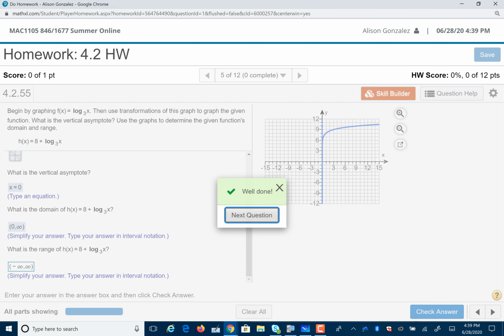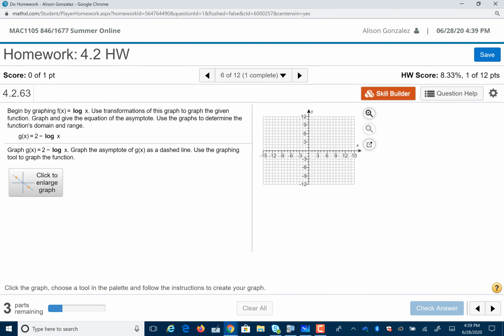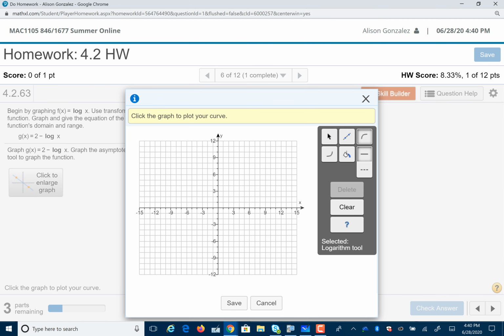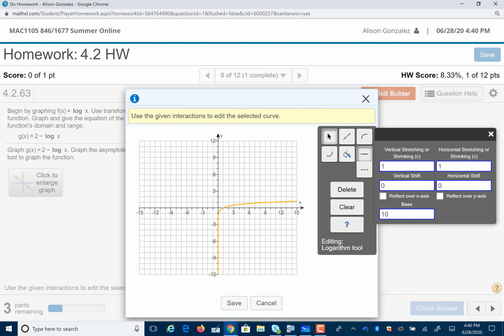Let's take a look at the next problem. It's another graphing problem. This one's log base 10, but we can see that 2 things are happening for the transformations. First of all, we have a negative log x, so that is going to be a flip over the x-axis. And then there's a 2 out in front, so that's going to shift the whole thing vertically too. So we'll do it like we did before. We're going to take our log tool and put it down in a basic location. We know that this is going to be reflected over the x-axis, so we'll flip it. And then it's going to go up 2, so a vertical shift of 2.